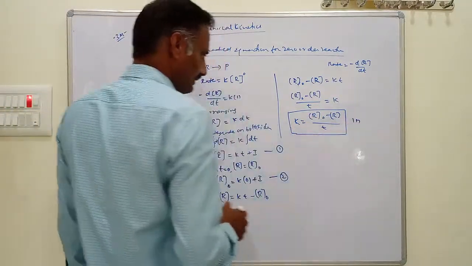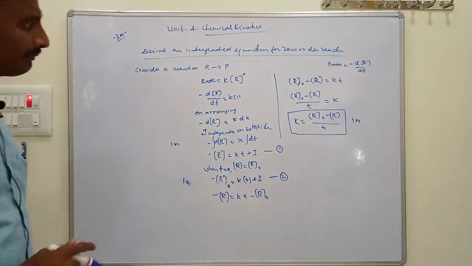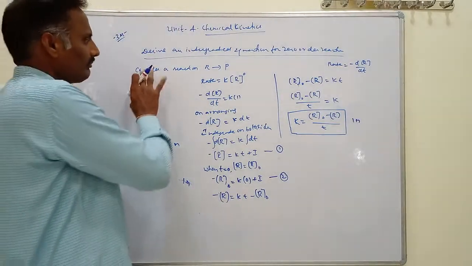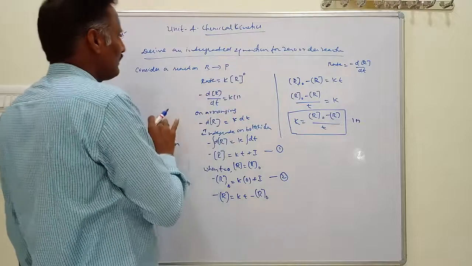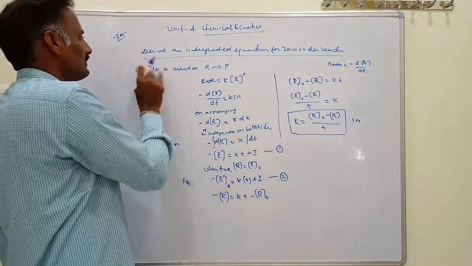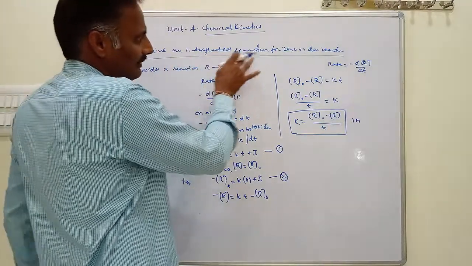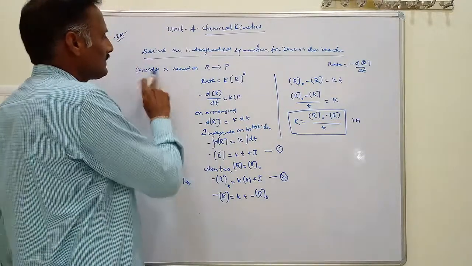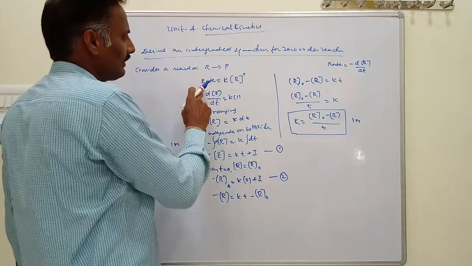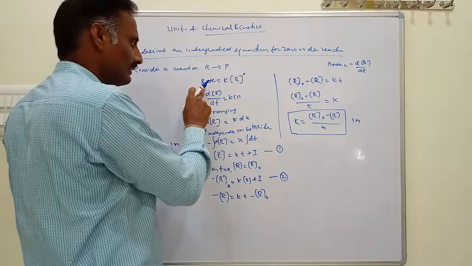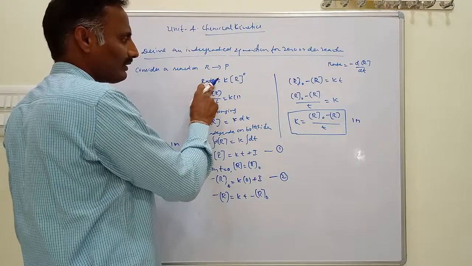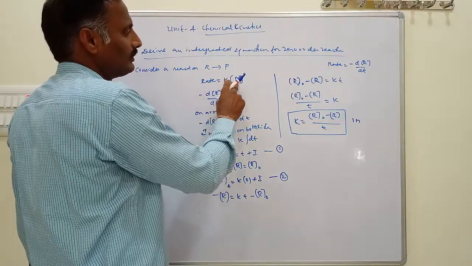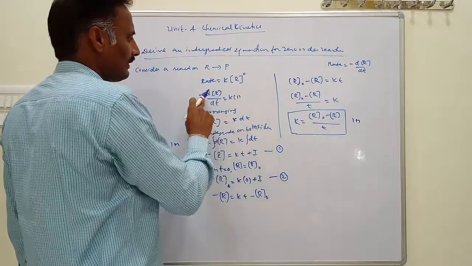You are awarded marks for derivations like this. This is how you derive the integrated equation. This is an important 3 marks question: derive an integrated equation for a zero order reaction. Consider a general reaction, R gives P. You know how to write the rate expression: rate equal to k[R]. Zero order reaction means the power is 0.